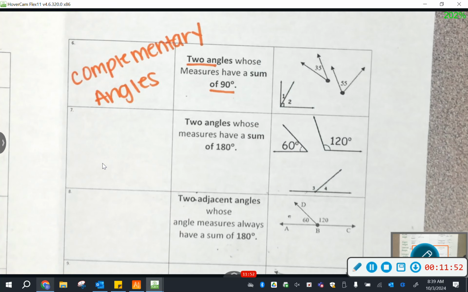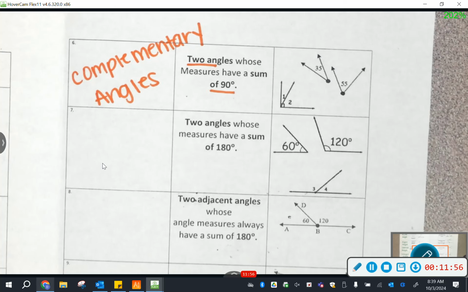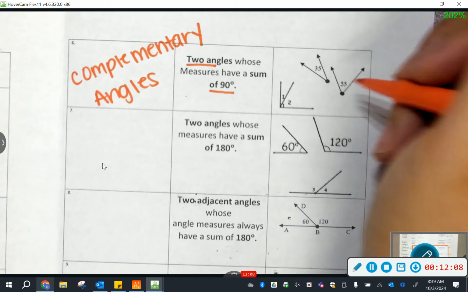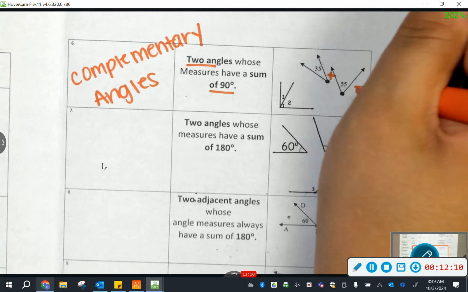So y'all have learned this word. Because last period, they're like, we've never heard of it. Well, half of them said they'd never heard of it. Anybody in here never heard of that? We've heard it. Did we remember it? But we've heard it. Complementary angles are two angles that equal 90. Now, complementary angles, what is 35 plus 55?